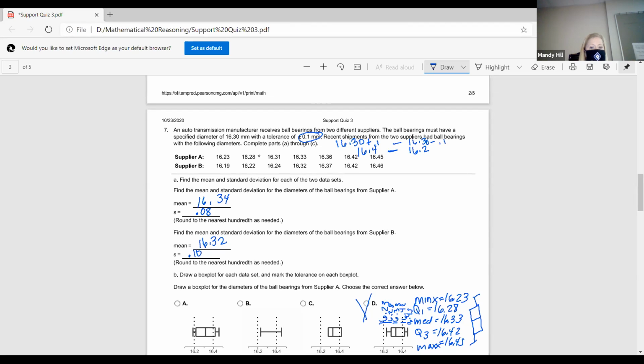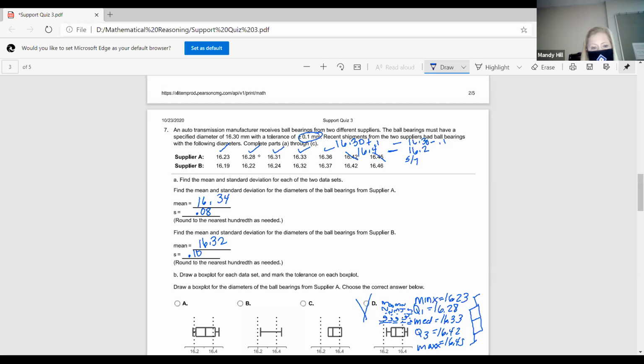So it needs to be in between. Is everybody okay about that? It needs to be between 16.2 and 16.4. This one's good. That one's in between. This is good. This is good. This is good. This is good. This is not. 16.42 is over 16.4, so it doesn't make it, and this one doesn't make it. 16.45 would not be in between 16.2 and 16.4. So that means we have 7 of these. So 5 out of 7 were good.